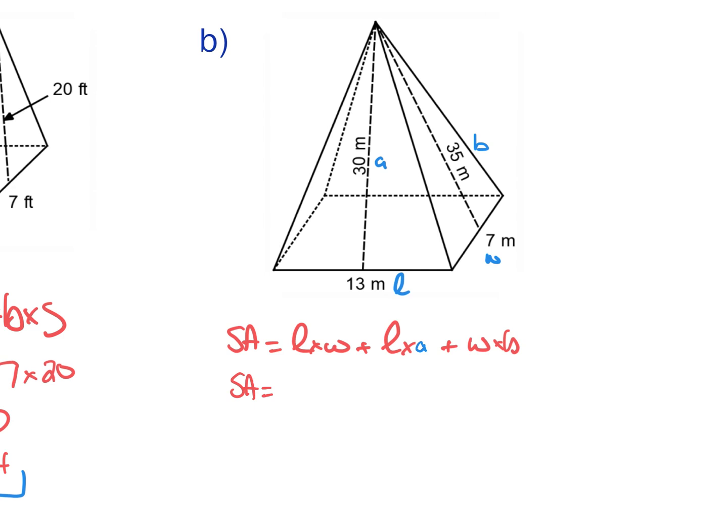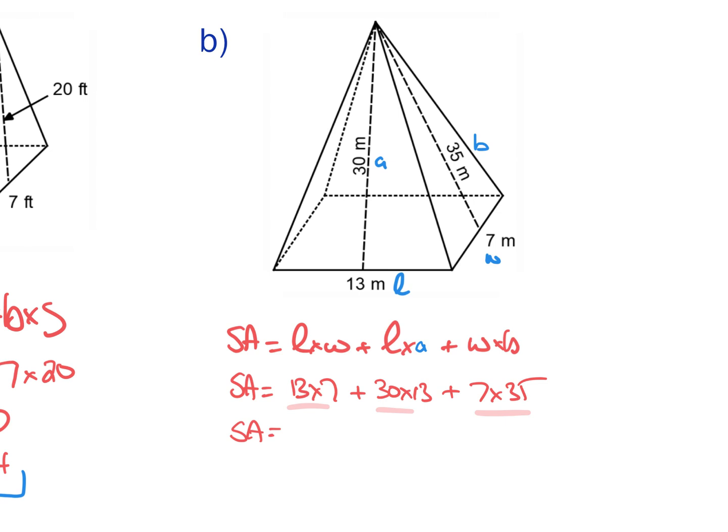Okay, so once we write out the formula, substitute in our numbers and see what we get. So it's going to be what times what? 13 times 7, plus 30 times 13, plus 7 times 35. So we have a whole bunch of multiplying and a whole bunch of adding. What comes first? Multiplying. So please make sure to do the multiplying first.